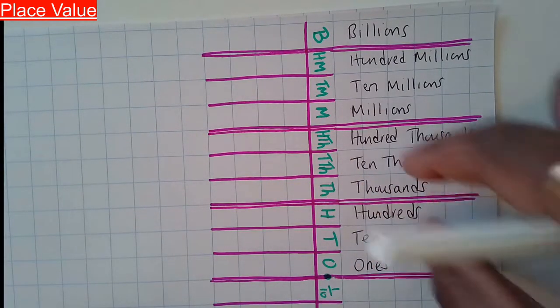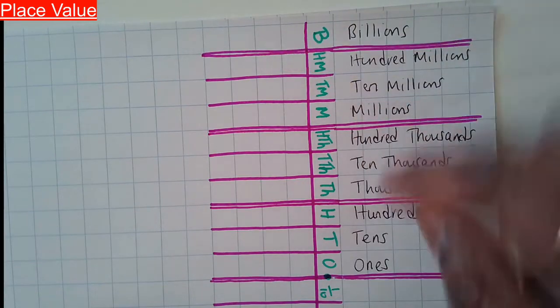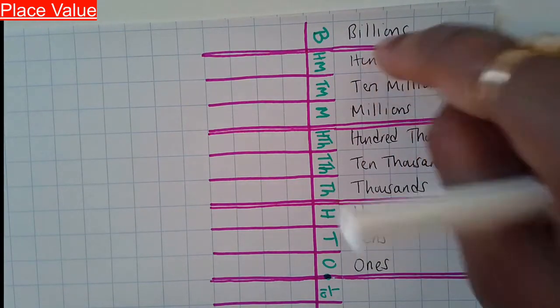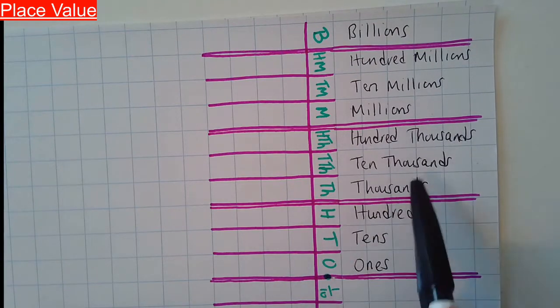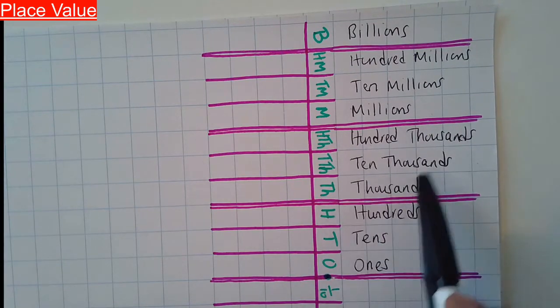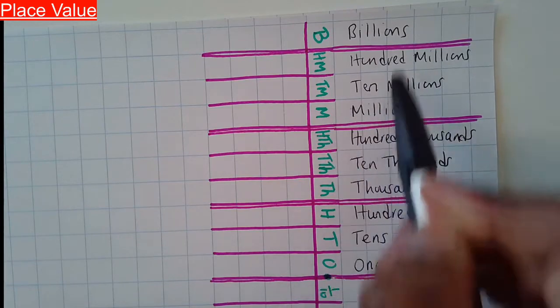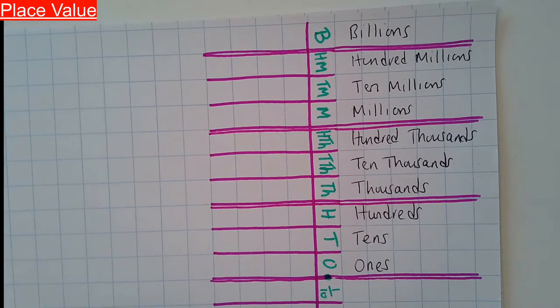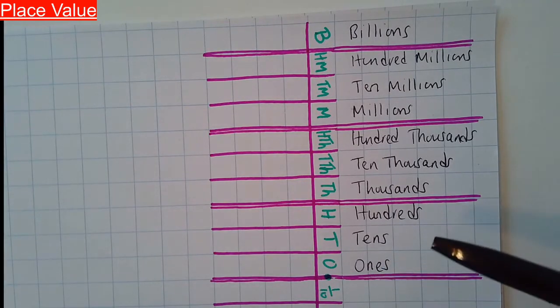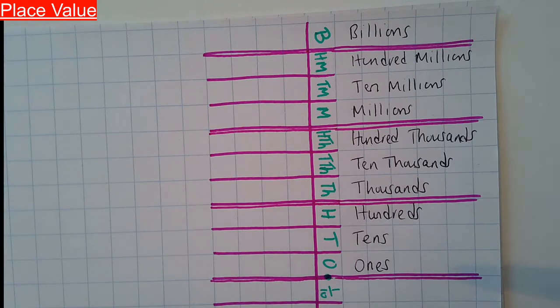But if you look at each section there, you've got the tens and hundreds, tens and hundreds, tens and hundreds. But in each section it begins with ones here, and in this one it begins with thousands, and in this one it begins with millions, and the next one begins with billions. Right, so if you look at that pattern the way I've showed you, it will be easier to memorize it.